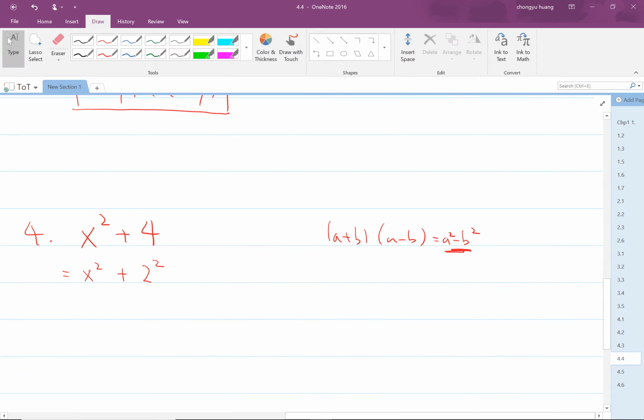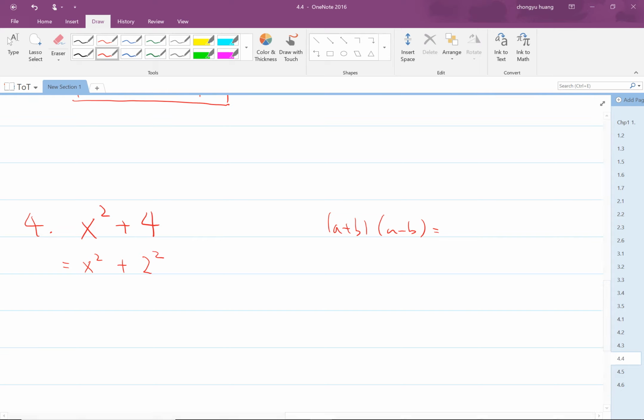So let me write a little bit more clear. The property over here is a plus b, a minus b is equal to a squared minus b squared, right? So we need to have a negative over here, but here is actually positive. So we cannot use the property, we just cannot use it because it is different, right?